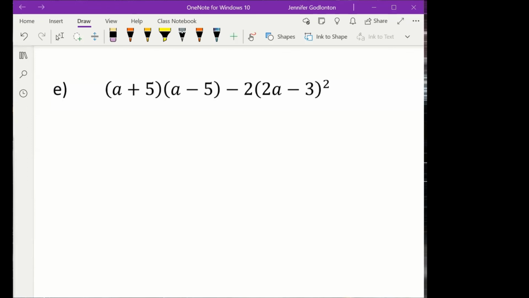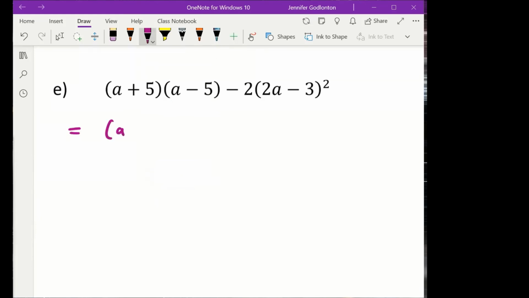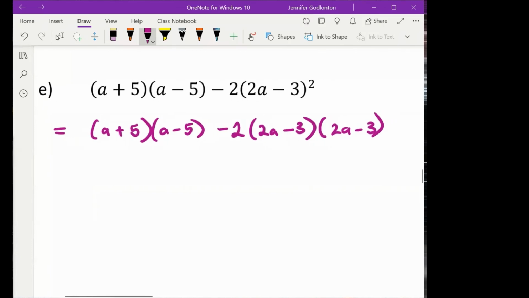Okay, don't panic. I'm not rushing you. I'm just going to do the first step over here. The first step is we're going to write a plus 5, a minus 5, minus 2, 2a minus 3, 2a minus 3. That's going to be our first step.